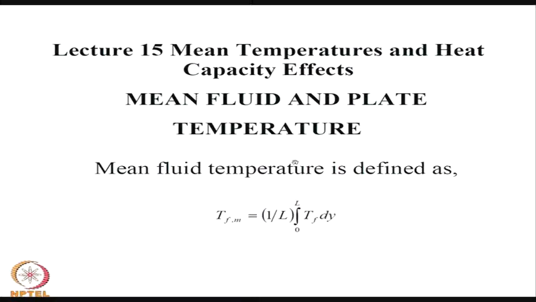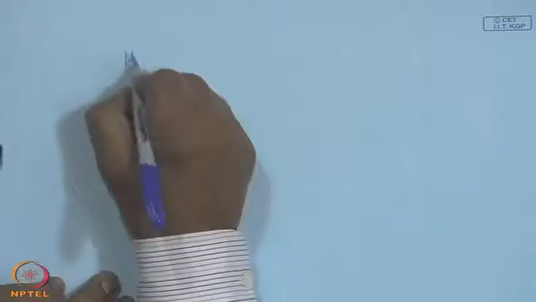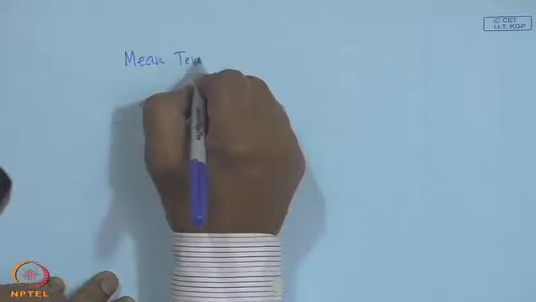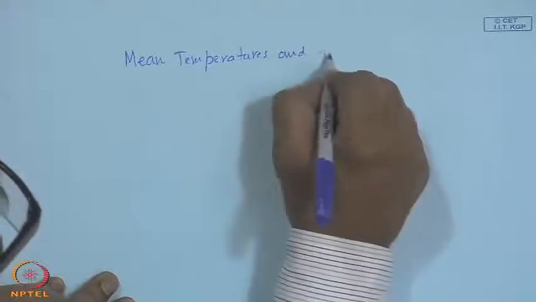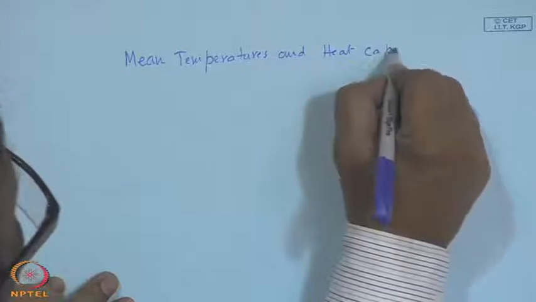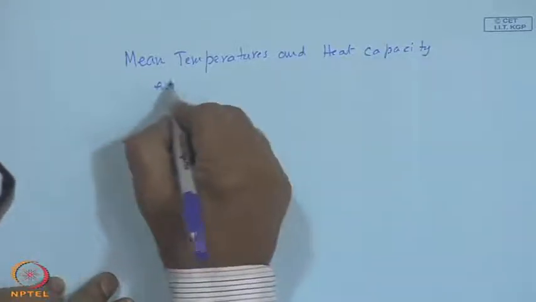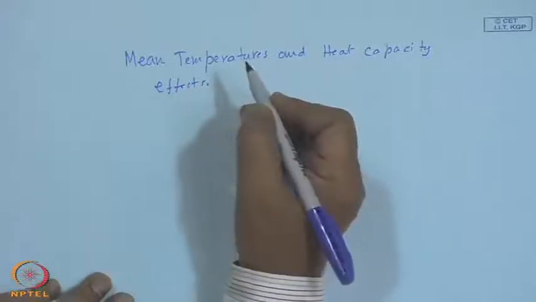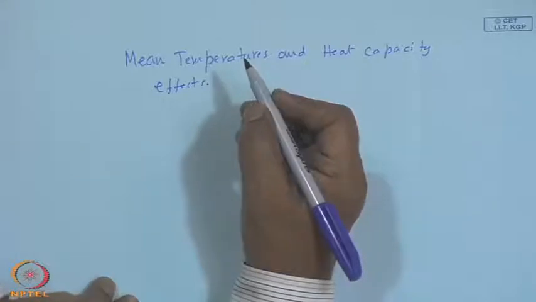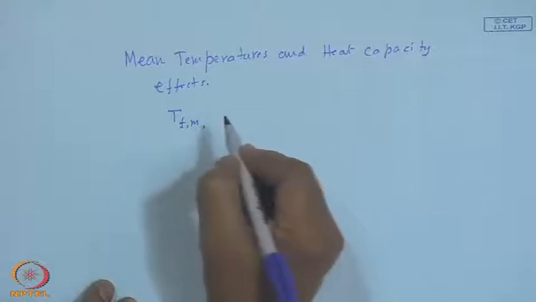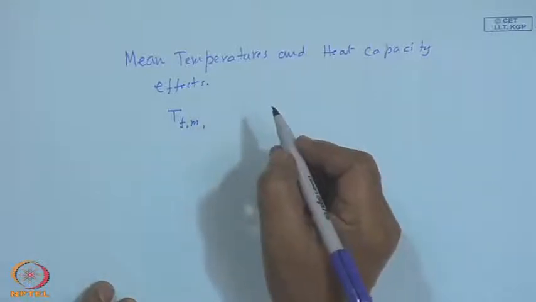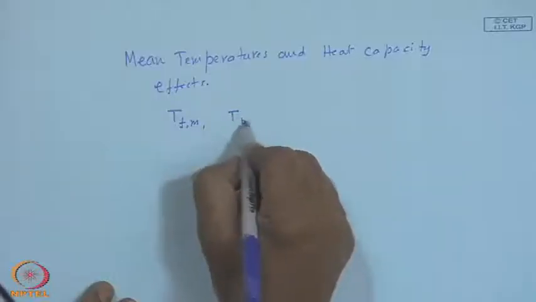So, we shall go to the next topic now, mean temperatures and heat capacity. If the fluid temperature is varying between T f i to T f o, we may consider the collector to be operating at some mean fluid temperature of T f m. Similarly, corresponding to T f, T p also will not be constant, it will be operating at T p m.